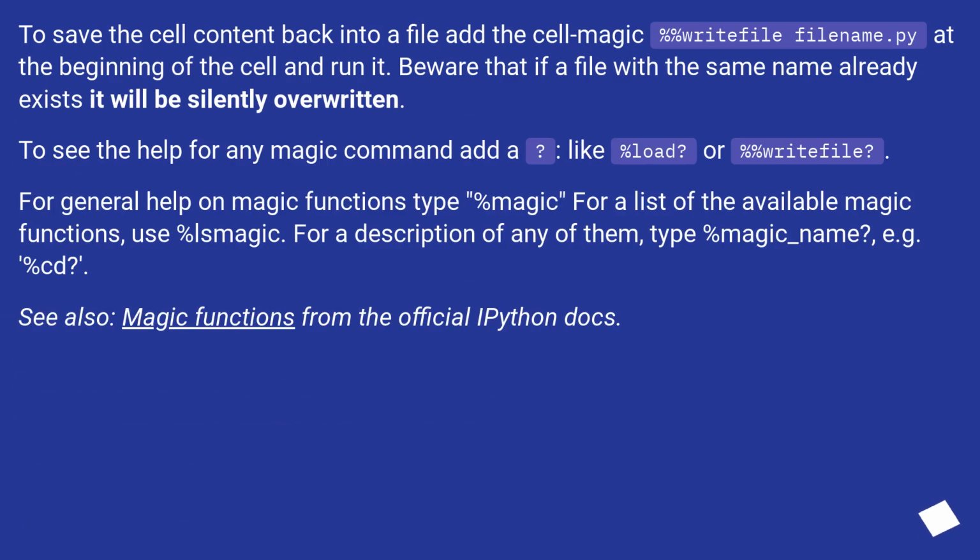To save the cell content back into a file, add the cell magic %writefile filename.py at the beginning of the cell and run it. Beware that if a file with the same name already exists, it will be silently overwritten.